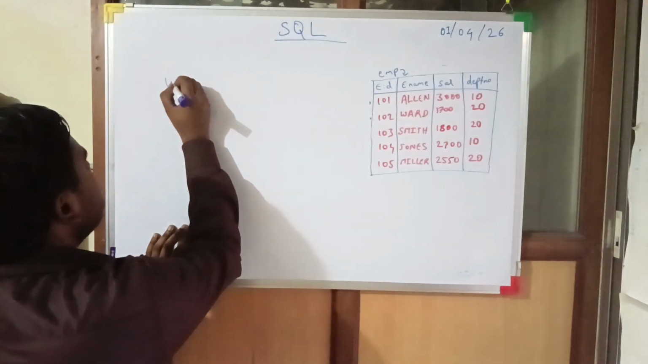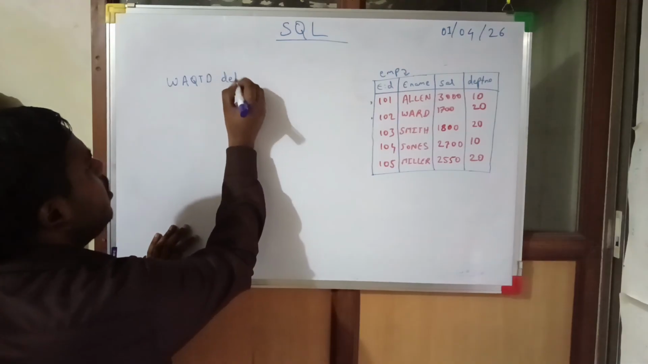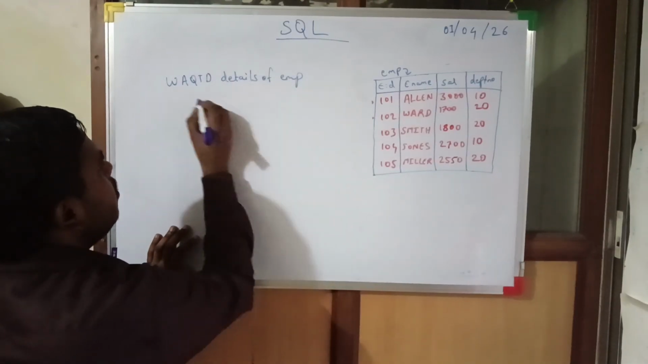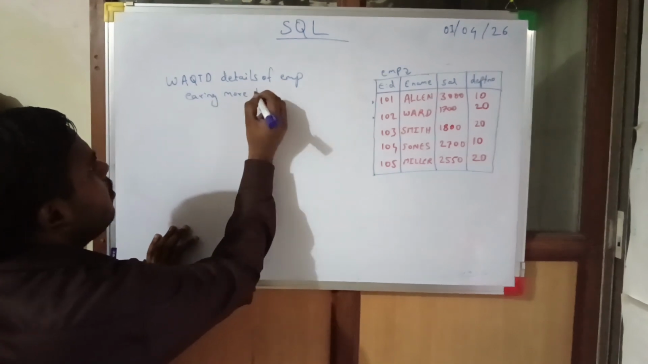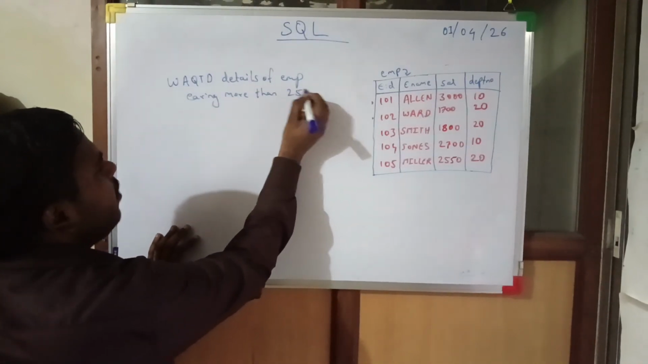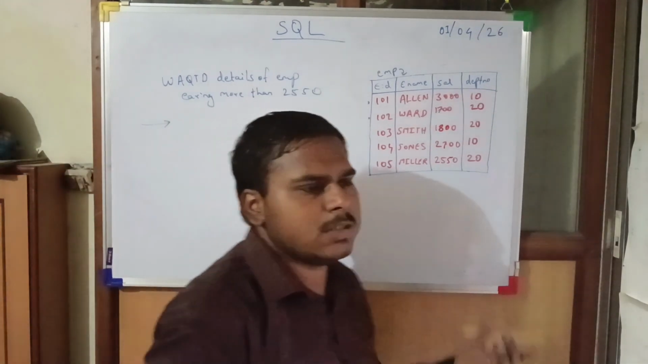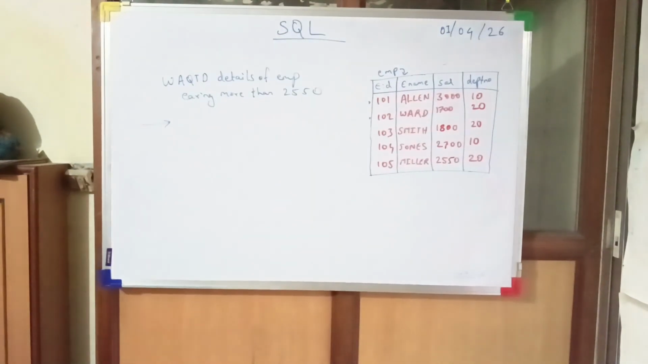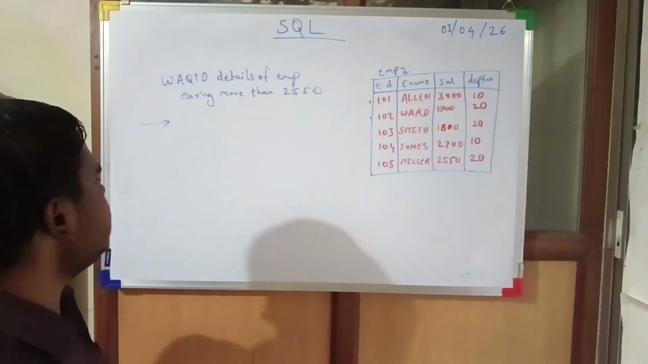If I give you a question: write a query to display details of employees earning more than 2550. I want you to display the answer by using the selection concept. How will you do it? You will write the query like this.